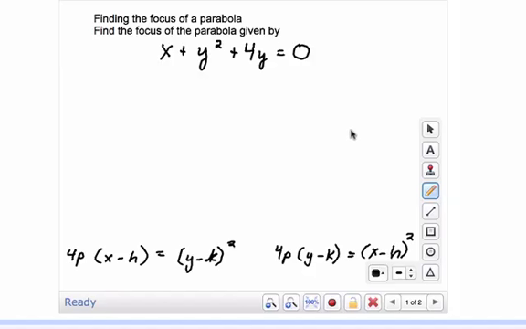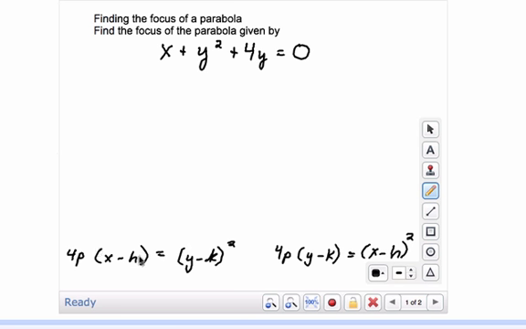When you're asked to find the focus of a parabola, given its equation in this general form here, the first thing you want to do is try to put it into one of these formulas. It's very similar to some of the things you've done before, but you can see the formula looks a little different.